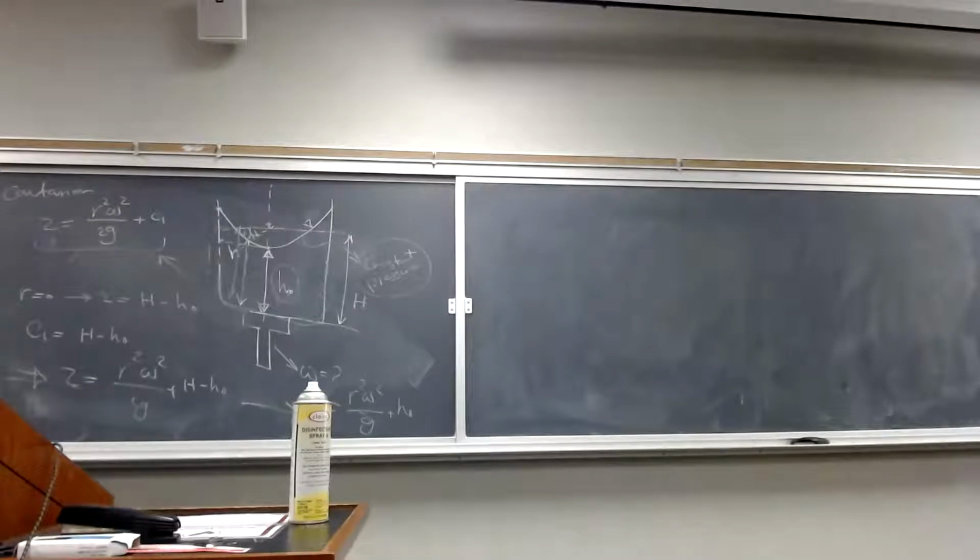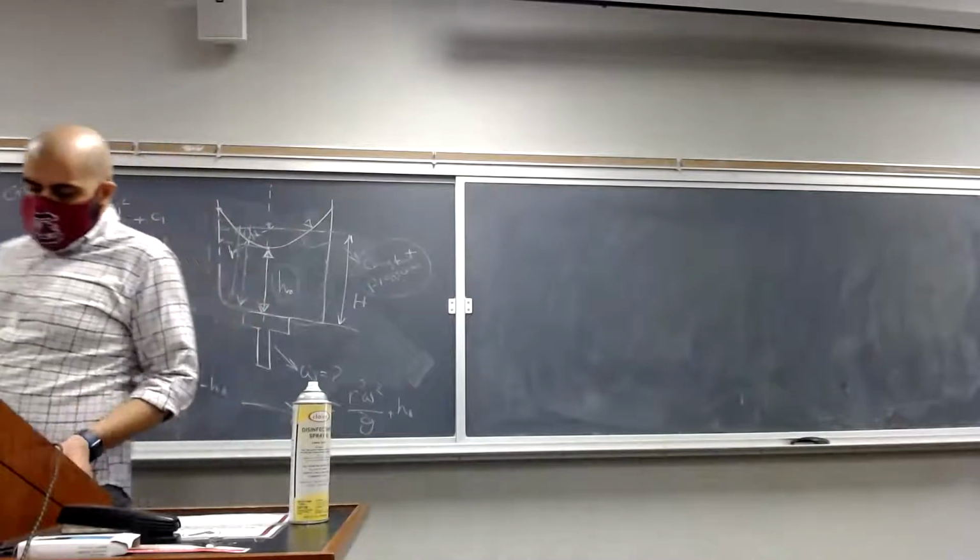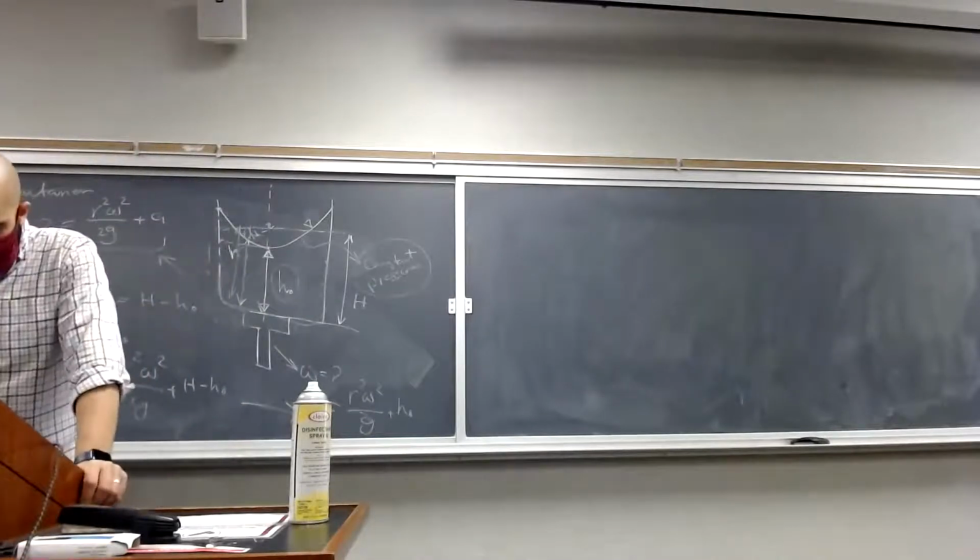The only information we have at this point that relates any type of height to angular velocity is that equation, right? H equals R squared omega squared over 2G plus H. But that doesn't really help us when it comes to determining the angular velocity. What do you think we should do? Just think about it for a couple of seconds.